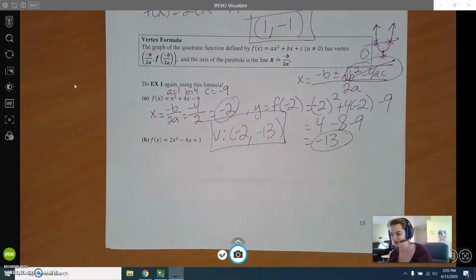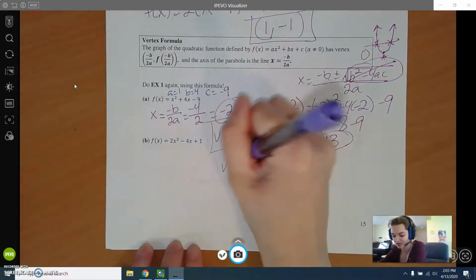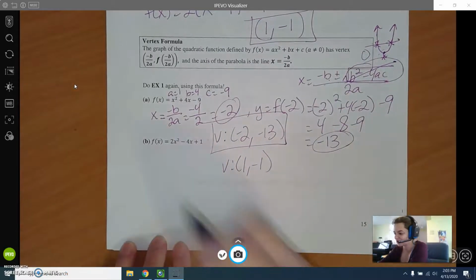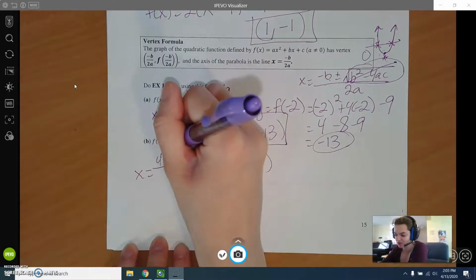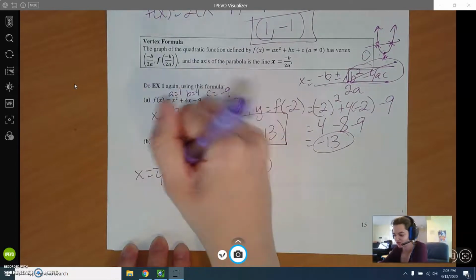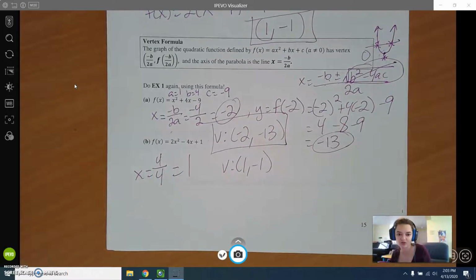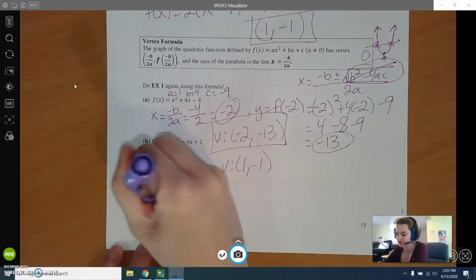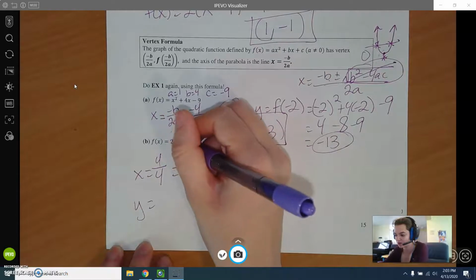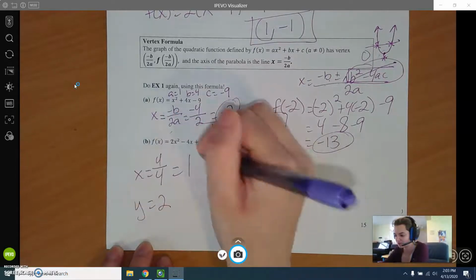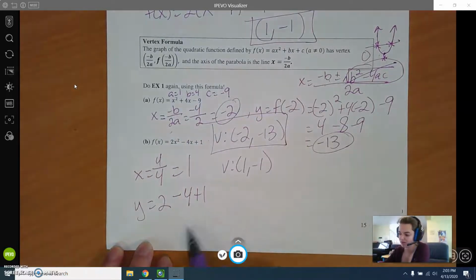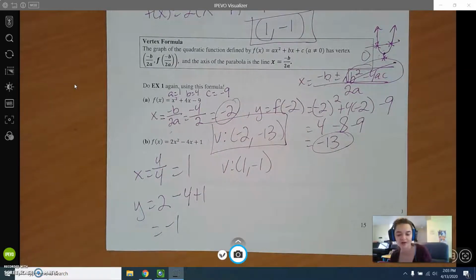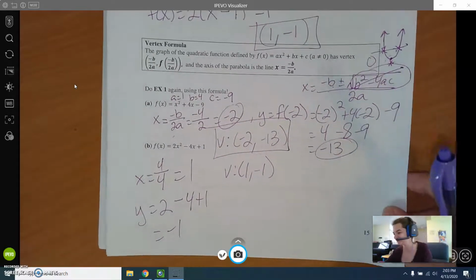Okay, you guys hopefully knew what the answer already was, but the vertex for part B should be (1, -1). You should do x equals the opposite of b, so that would be 4 over 2a, so 2 times 2 is 4, and 4 divided by 4 is 1. For the y value, you should just be plugging in 1. So 1 squared is 1, times 2 is 2, minus 4 times 1 is 4, plus 1. And then you're going to get -1 for your y value. Hopefully that went okay. Let's try some more.